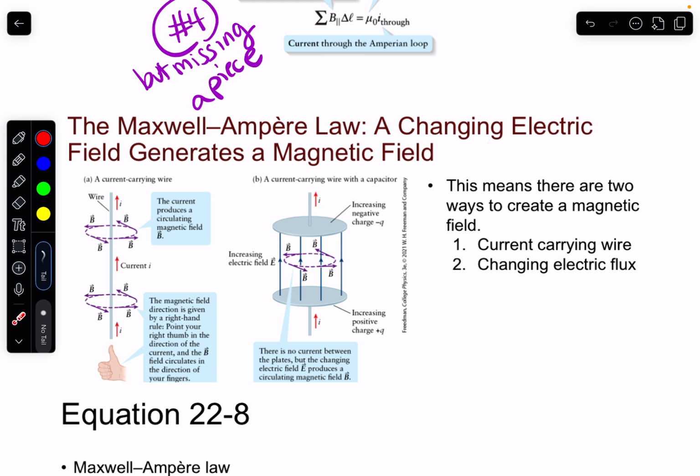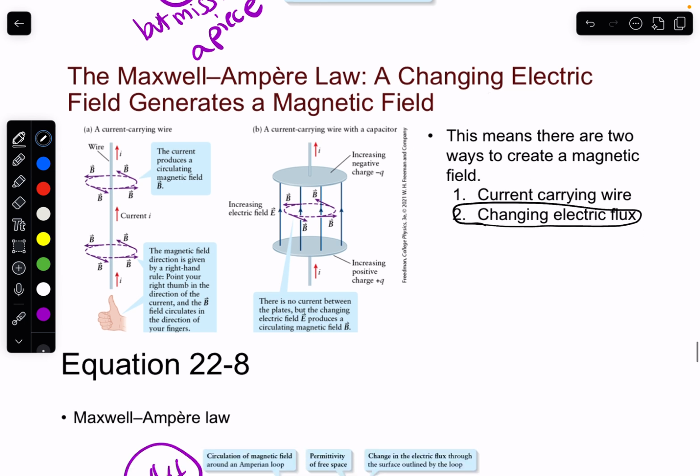So in other words, there are two ways we can create a magnetic field. We can create a magnetic field by passing current through a wire. And then the other way we can create a magnetic field is by changing the electric flux. And so there's the symmetry, right? We knew a changing magnetic flux creates an electric field. Well, guess what? The opposite must be true. A changing electric flux also creates a magnetic field. So that's the missing piece to the fourth Maxwell equation that we're building. Okay, that's the missing piece.